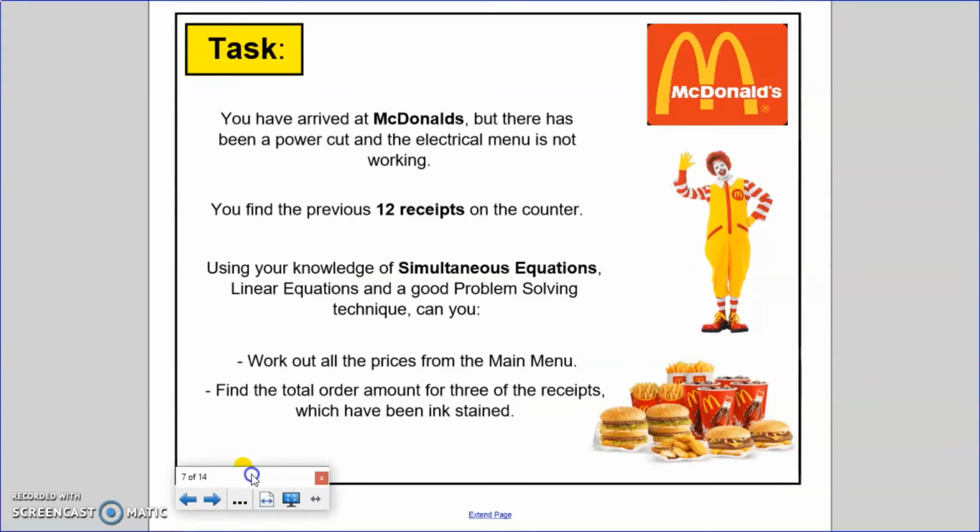Okay, so I'm going to set you away on a task just now. You've arrived at McDonald's, but there's been a power cut and the electrical menu is not working. However, you do find 12 receipts on the counter. You need to use your knowledge of simultaneous equations, a little bit on linear equations, and also a good problem-solving technique in order to work out all the prices from the main menu. I also want you to find the total order of 3 of the receipts which have been ink stained and therefore their total is not visible. Let me just get you started with that task.